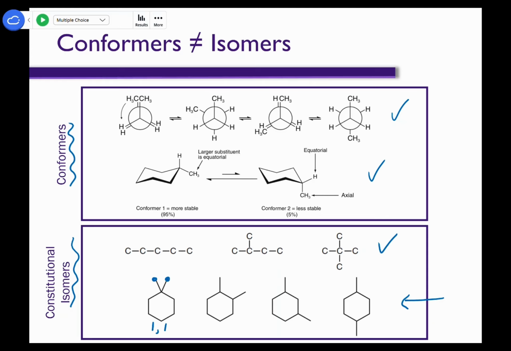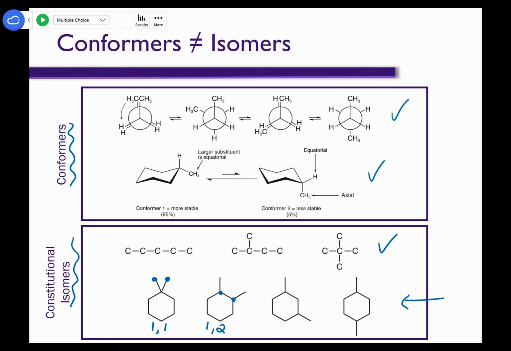But if we wanted to break a bond and form a new bond and attach the methyl group to the next carbon, we could make 1,2-dimethyl cyclohexane, and it has a different connectivity. The methyl group is attached to a different carbon. I could also add this ball to carbon 3 and make 1,3-dimethyl cyclohexane, or to carbon 4, a different connectivity. 1,1, 1,2, 1,3, 1,4, those are all constitutional isomers because they have different connectivities.